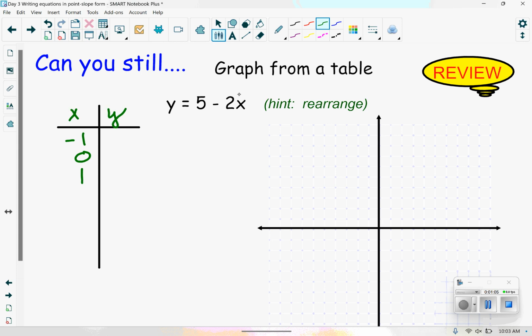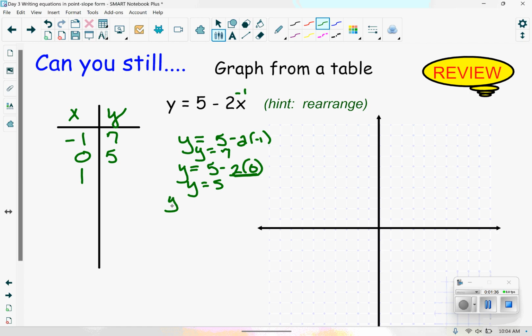So if I stick a -1 in for x, y will equal 5 minus 2 times -1. So y will be, that negative times negative is a positive, so 5 plus 2 is 7. So that would give me a 7 right here. If I stick a 0 in, y will be 5 minus 2 times 0. Well, anything times 0 is 0, so y will be 5. And if I stick a 1 in, I'll get y equals 5 minus 2 times 1. And 2 times 1 is 2. 5 minus 2 will be 3.